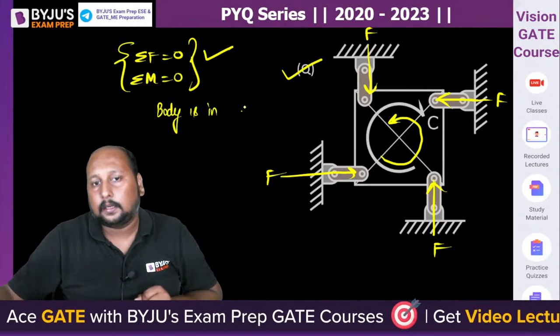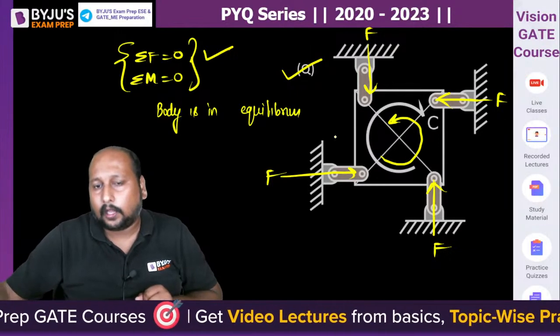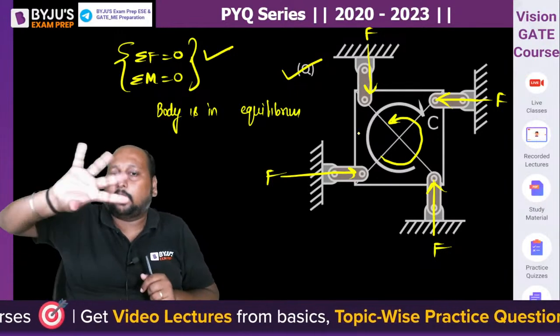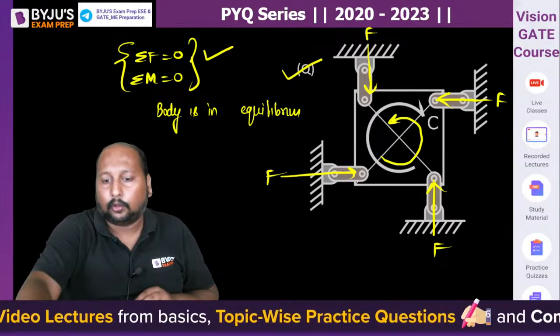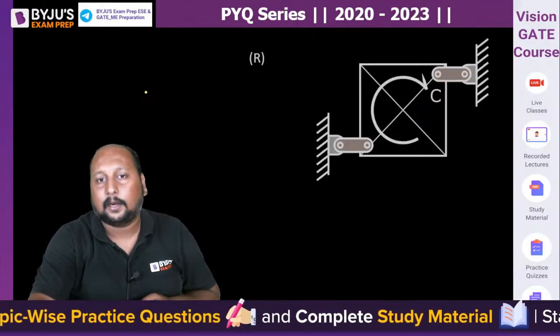Equilibrium. ठीक है? Because all these 4 forces will try to rotate in an anti-clockwise direction. ठीक है, तो इसी कारण ये is an equilibrium. Option B is correct. आगे चलते हैं configuration R पे.